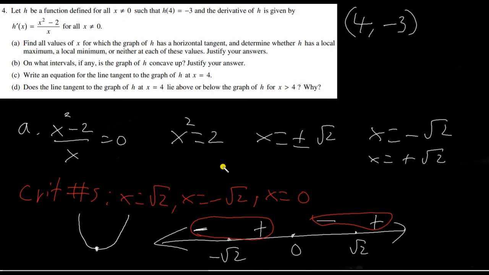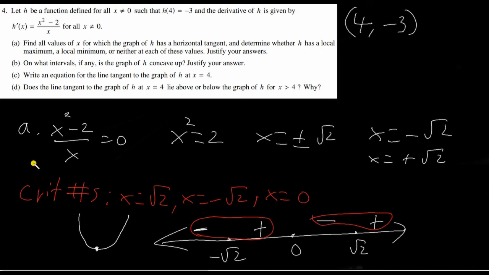For points, you get 1 point for finding that the two horizontal tangents are at negative and positive square root of 2, another point for dealing with the fact that the function is not continuous at x equals 0, and therefore it is a critical point. And you get the third point for a proper explanation involving the derivative.